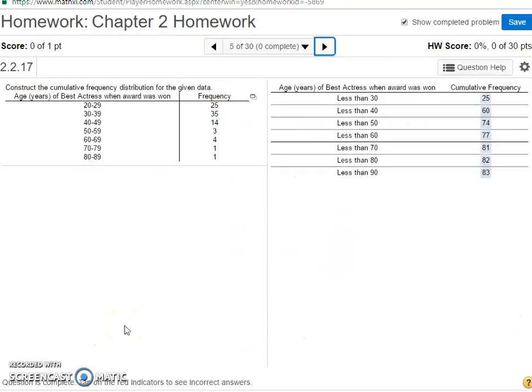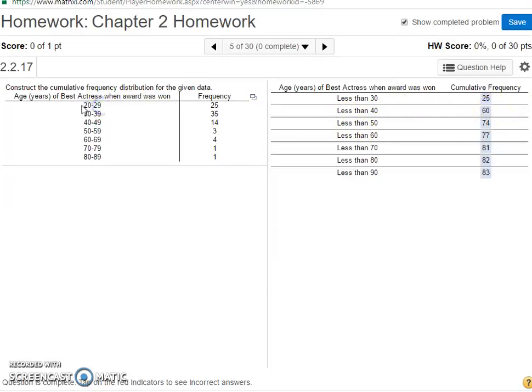So the next question is asking about cumulative frequency. So cumulative is going to be what? As you accumulate things. So you're going to accumulate your buckets. So between 20 and 29, you had a frequency of 25. They want less than 30. So in my group of less than 30, there's 25 total things. My next group wants less than 40. Well, that's going to be the ones in 20 to 29, which is 25, plus the ones in 30 to 39, which is 35. 25 plus 35 equals my 60.